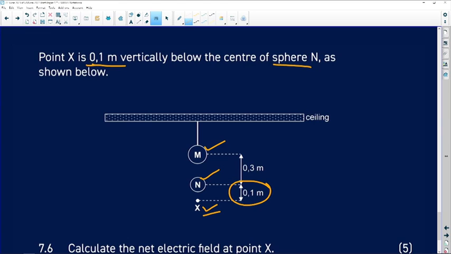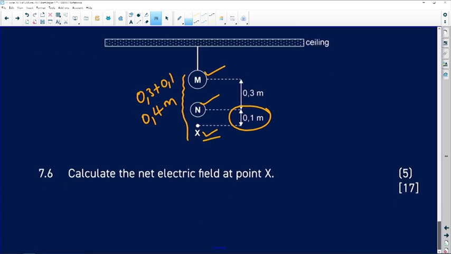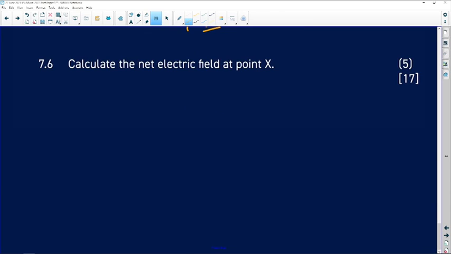You'll realize that the distance from M to X can't be 0,3. It must be 0,3 plus 0,1, which gives me 0,4 meters. Now let us check what we are tasked to answer. We are asked to calculate the net electric field at point X. So we're looking for the net electric field.